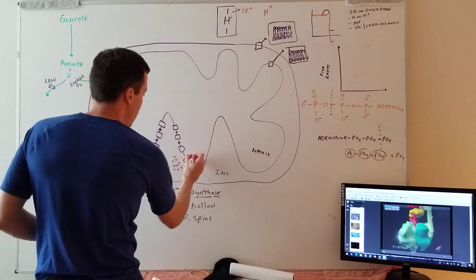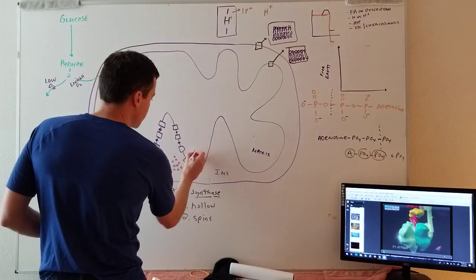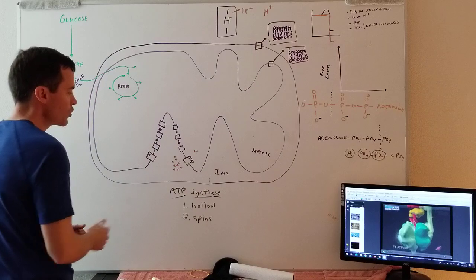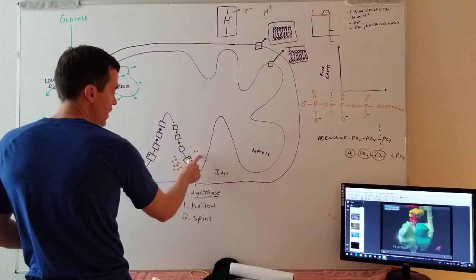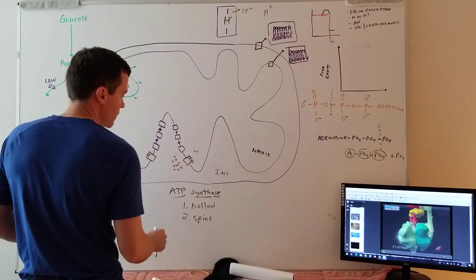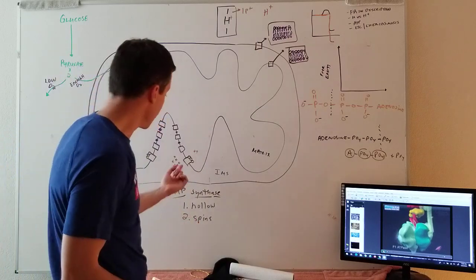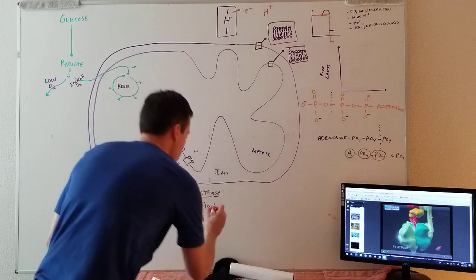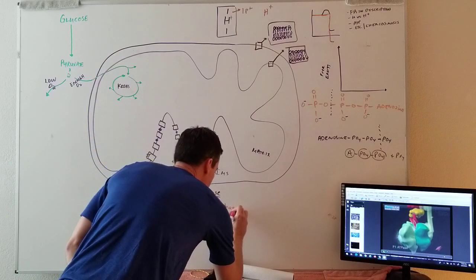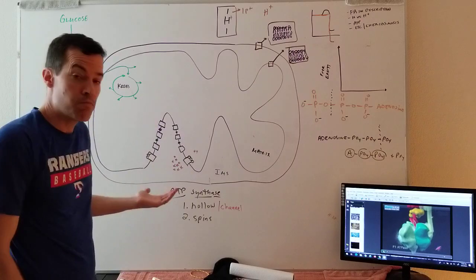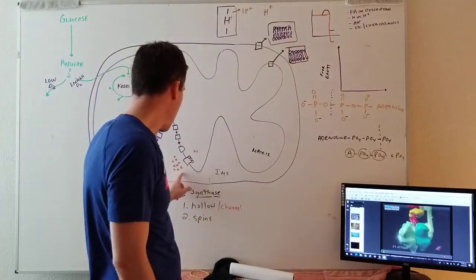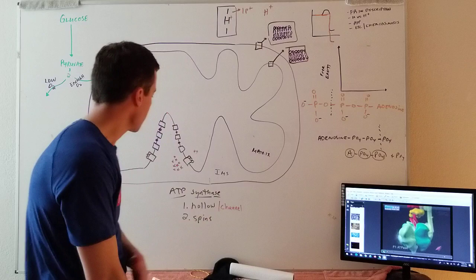All right, so how do I do that passively? Well, which way will these protons flow? Will they flow out into the matrix, or will they flow into the intermembrane space? Well, it's passive transport. This is a hollow channel, or acts as a channel, ATP synthase. So we basically just do diffusion. We flow from high to low concentration. There's a little bit more there.